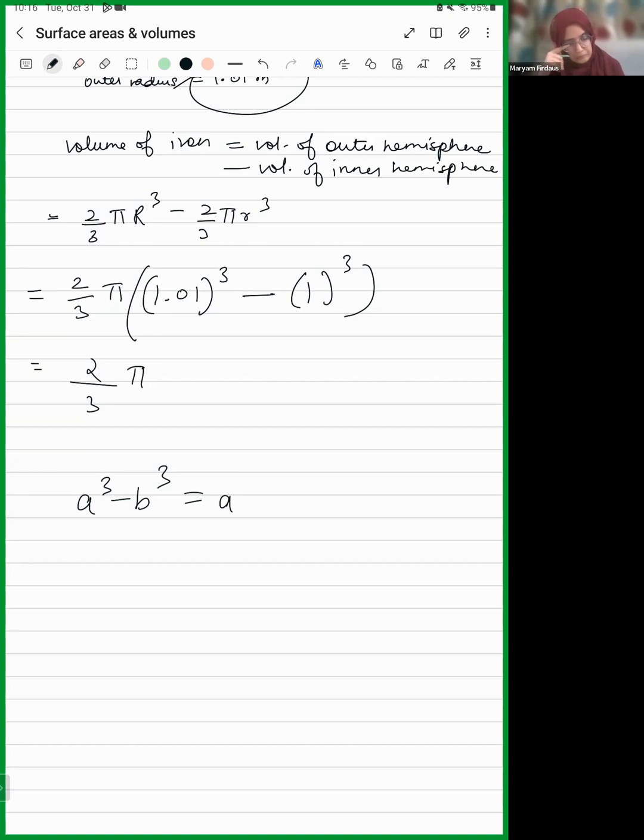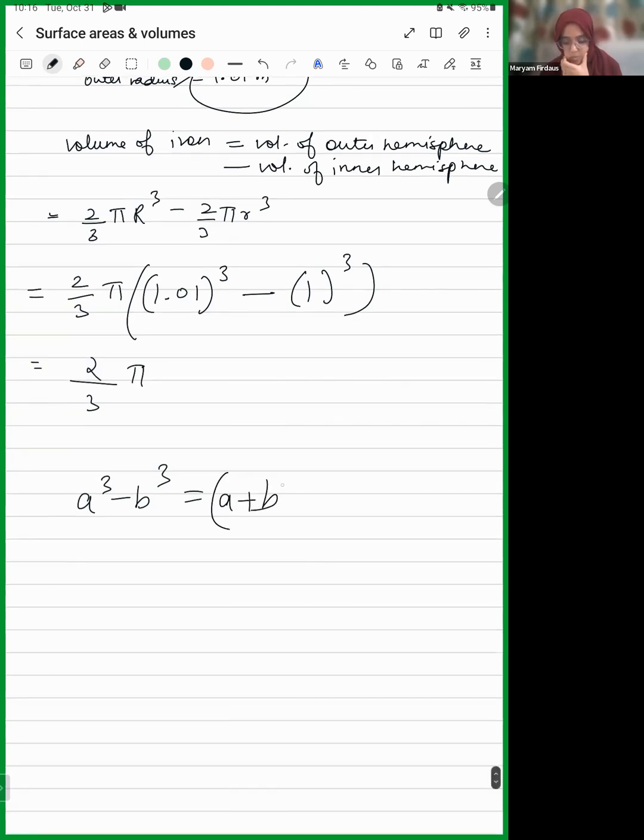a cube plus b cube minus 3ab into a minus b. Is that a plus b whole cube or a minus b whole cube? It is a plus b, bracket a square minus ab plus b square. A square minus AB plus B square.